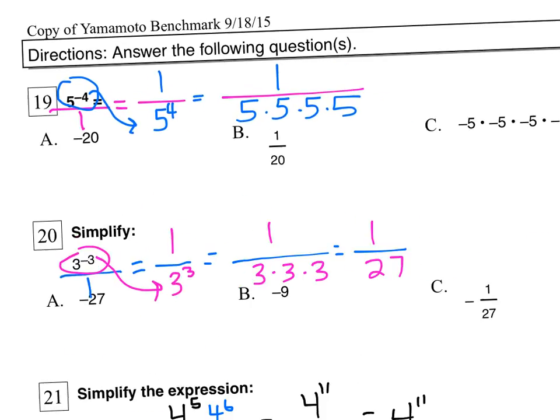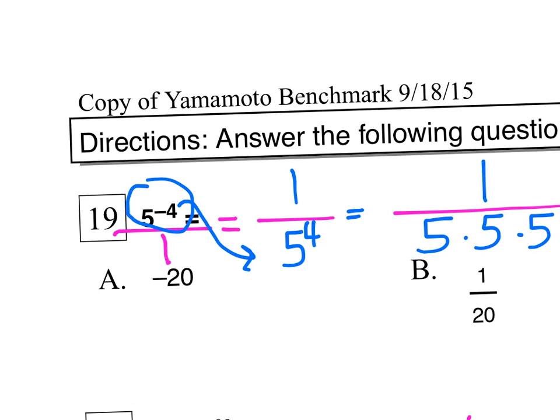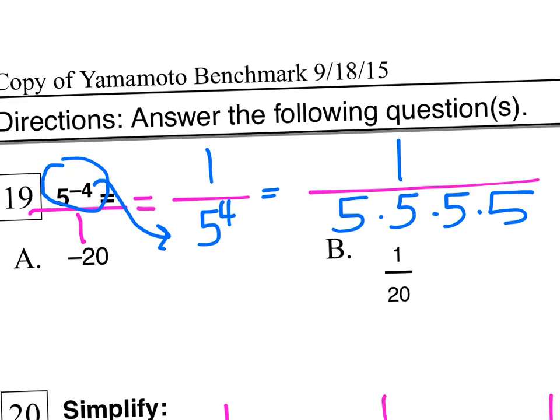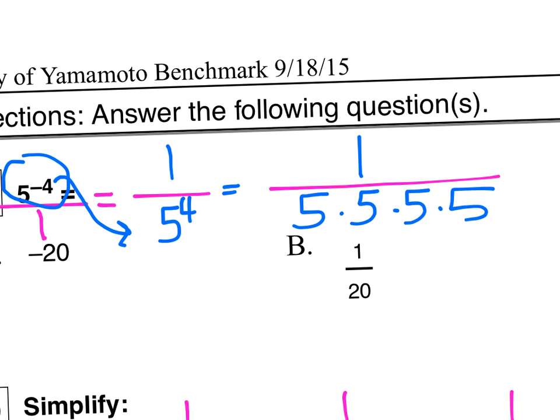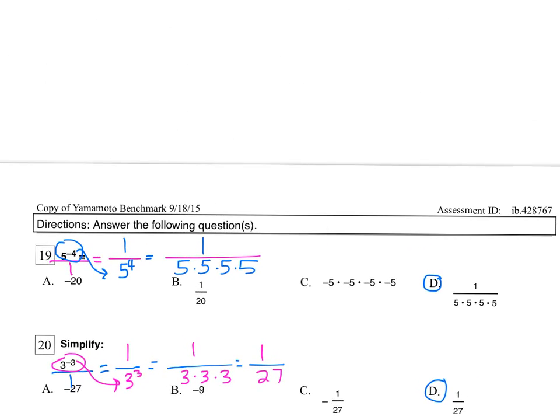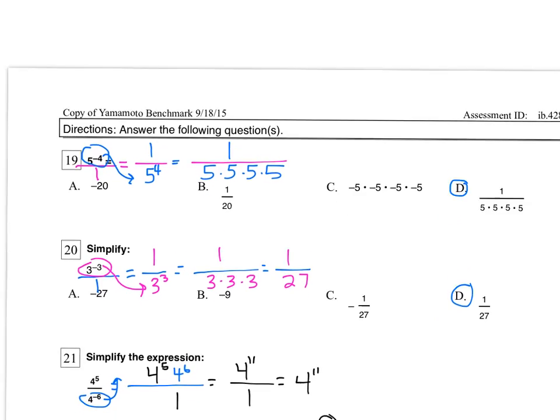Number 19. Here I have 5 to the power of negative 4. My negative exponent rule states that I can flip that to the other side, and I have now 1 divided by 5 to the power of 4, and I rewrite that in factored form as 1 divided by 5 times 5 times 5 times 5, so D is my answer.